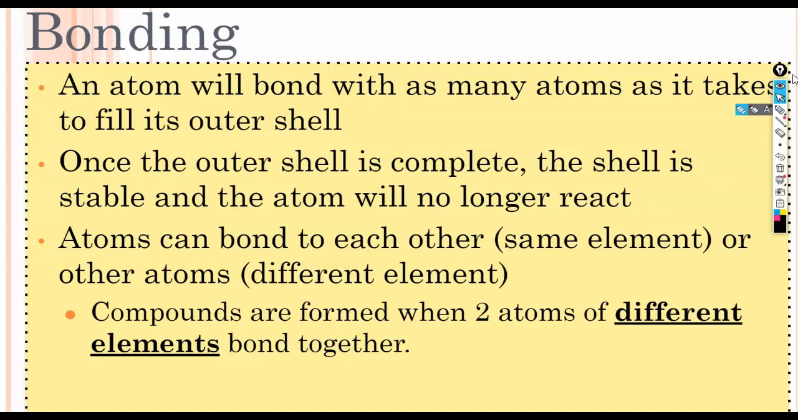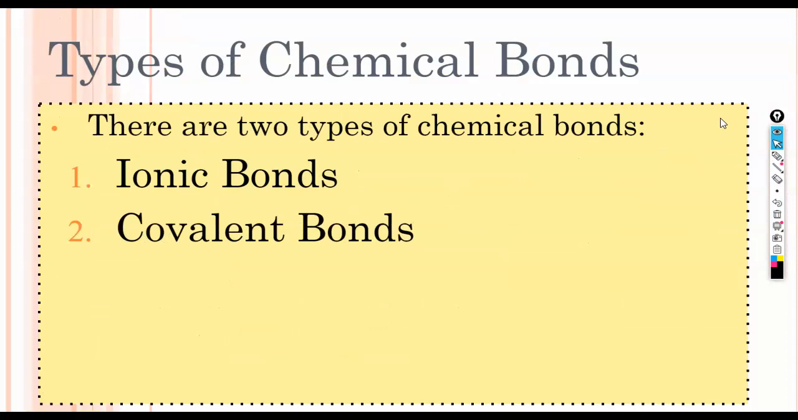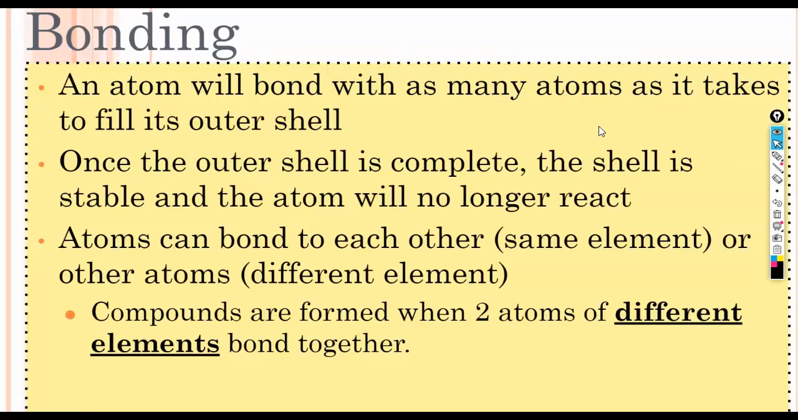Okay, so on this slide, the notes say an atom will bond with as many atoms as it takes to fill its outer shells because it wants to have its shell full. That would make it a happy atom. Once that shell is full of electrons, the shell is stable and the atom is no longer going to react. Which is just kind of what I talked about before. And atoms can either stick to each other or they can stick to other atoms.